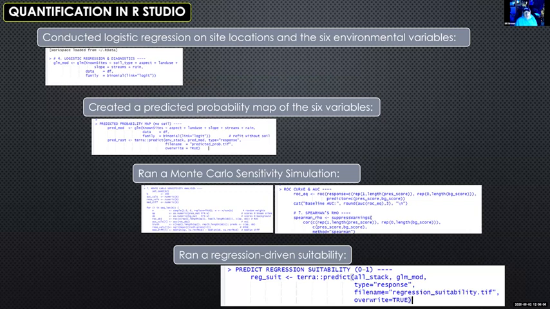And then I created a predicted probability map of the 6 variables, and I ran a Monte Carlo sensitivity simulation. And then I took the numbers that I got in these steps, and I plugged them back into the regression-driven suitability, and came up with a more informed map.